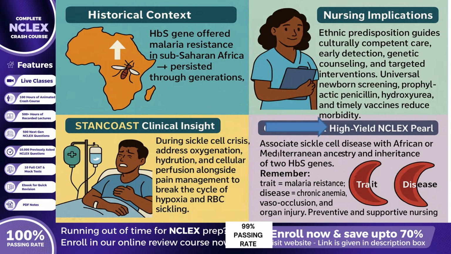In contrast, Mexican Americans, Asian Americans, and Native Americans have a very low prevalence of the HBS gene, making them statistically less likely to have sickle cell disease. For nurses, understanding this ethnic predisposition is critical, not for stereotyping, but for culturally competent care, early detection, and targeted genetic counseling. In the United States, universal newborn screening programs test for hemoglobinopathies, enabling early initiation of prophylactic penicillin, hydroxyurea therapy, and timely vaccinations to prevent severe infections and improve life expectancy.